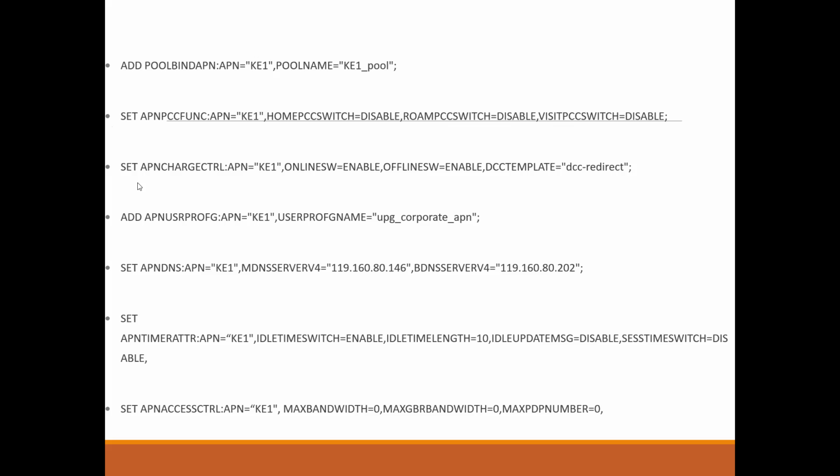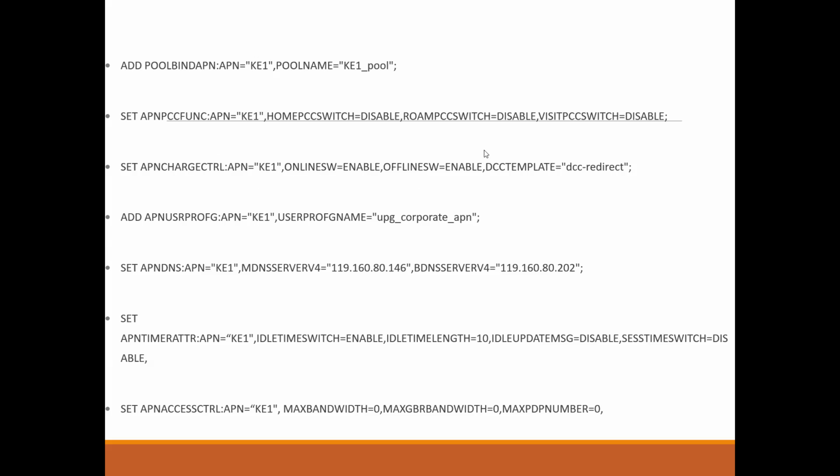Okay. The next part is your charge control. Charge control is basically to specify how, if a user is assigned this APN, that user is going to be charged. We have two switches: whether it is going to be charged online, and whether it's going to be charged offline. So we have the online switch enabled and the offline switch enabled. And this is the DCC template.